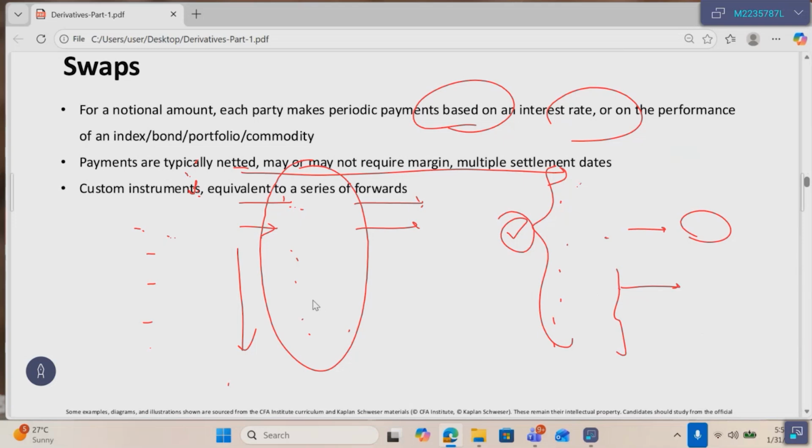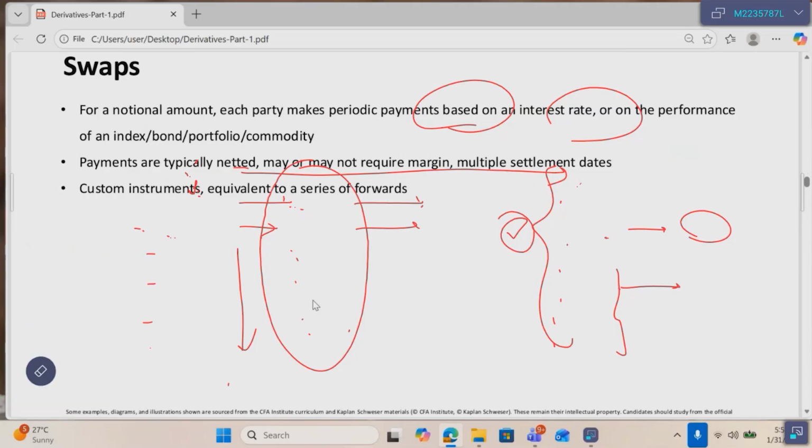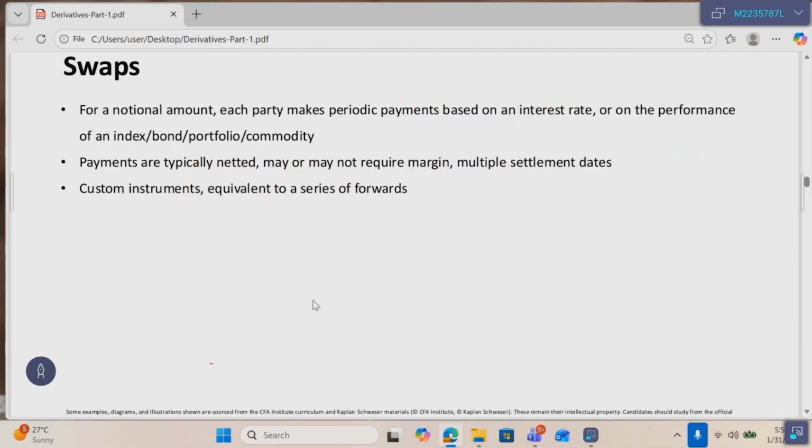Shall we move on to swap now? Now in a swap, you're swapping the two instruments. This is nothing but we're trying to swap your amount or rate or other benefit to someone else who will be more than willing to use them accordingly.